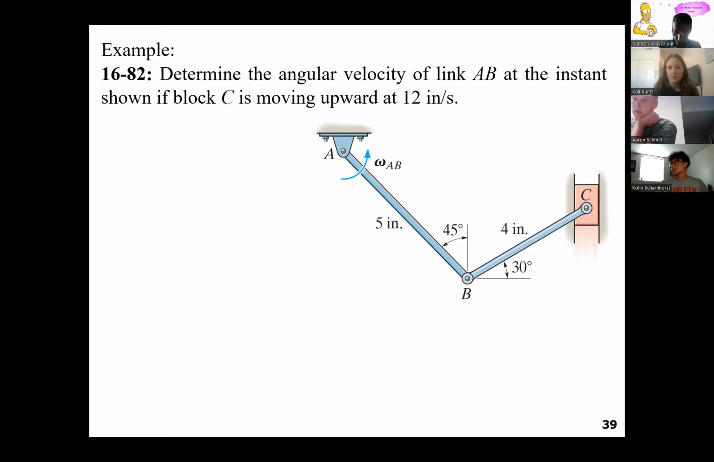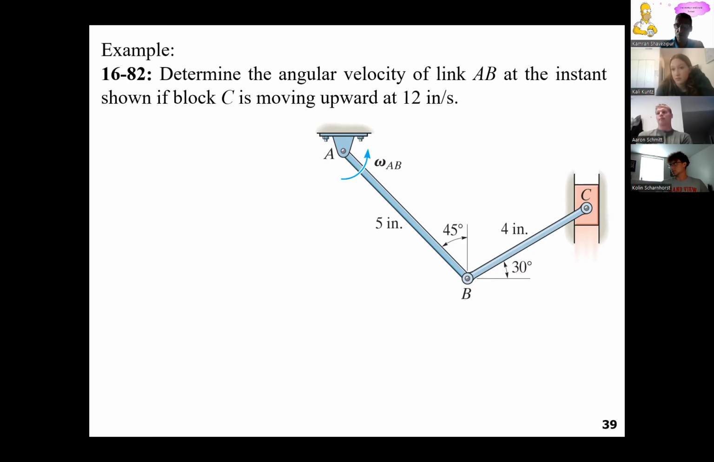So the first question is to analyze to see what kind of motion each object has. The slider C obviously has translational motion, right? Going up and down. The link AB has rotation about a fixed point. A is fixed. And the link BC has general motion.